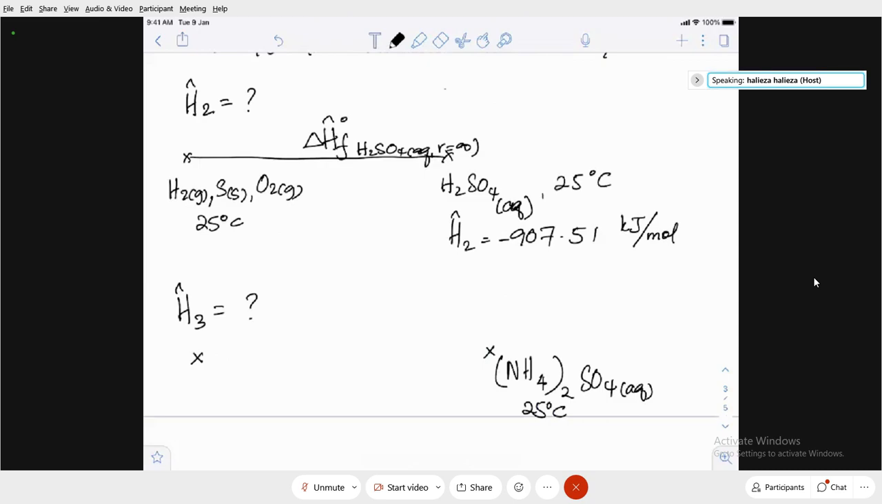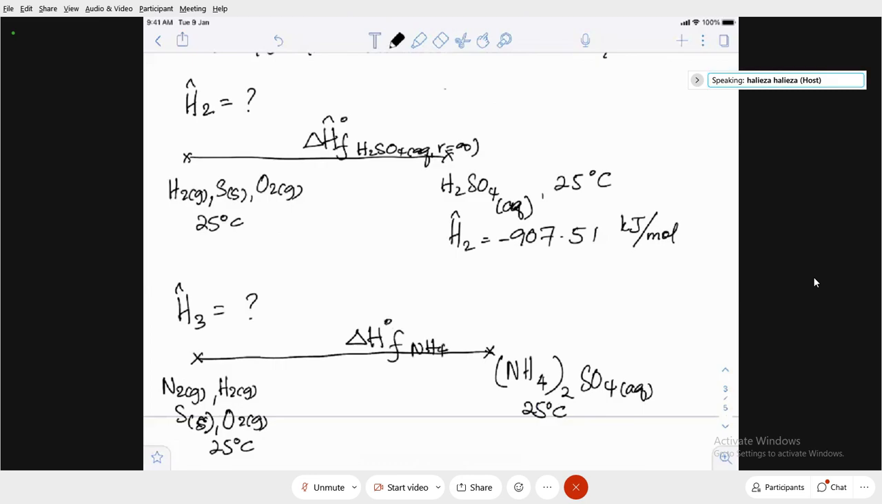So you start with nitrogen gas, hydrogen gas, sulfur solid, and oxygen gas at 25 degrees C. So you start from your elements, you're going to end up with your product. So this is going to be aqueous. So that is your heat of formation of your product. And H2SO4, aqueous, r equals to infinite.